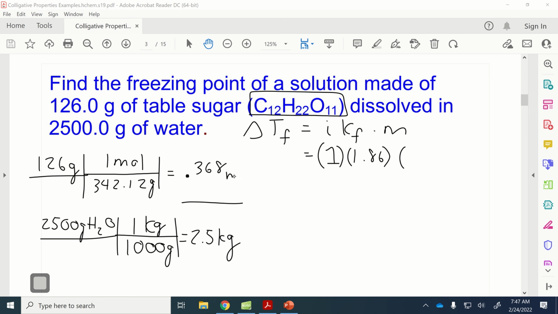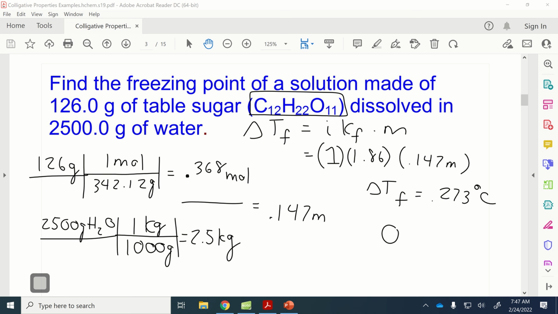I'm going to essentially divide these two, moles over kilograms. And this comes out to 0.147 molal. So multiply that times 1.86 times 1, and my freezing point will change by 0.273 degrees Celsius. And so then it would be 0 minus 0.273 equals negative 0.273 degrees Celsius is my new freezing point.